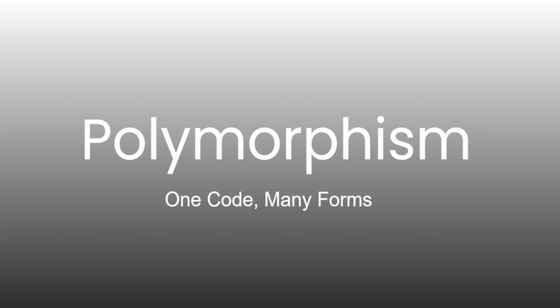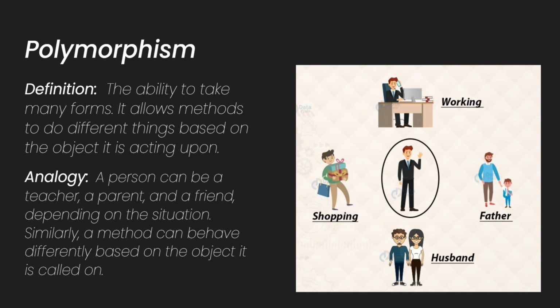Today we are going to learn polymorphism, one code, many forms. The ability to take many forms allows a method to do different things based on the object it is acting upon. For example, a person can be a teacher, a parent, and a friend depending on the situation. Similarly, a method can behave differently based on the object it is called on.